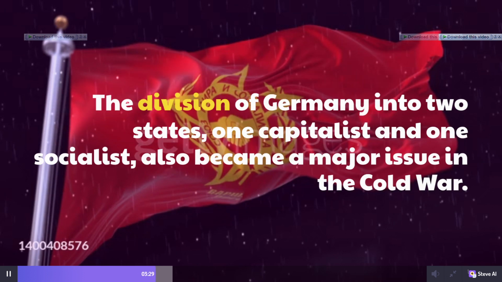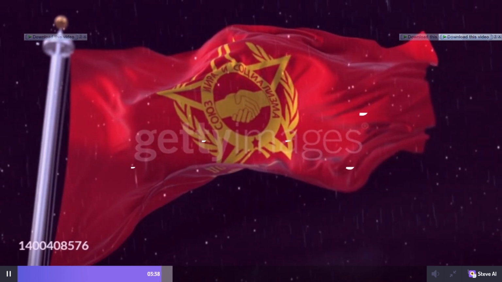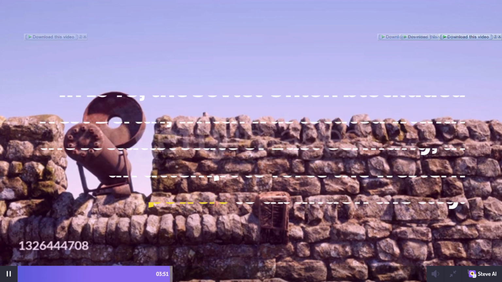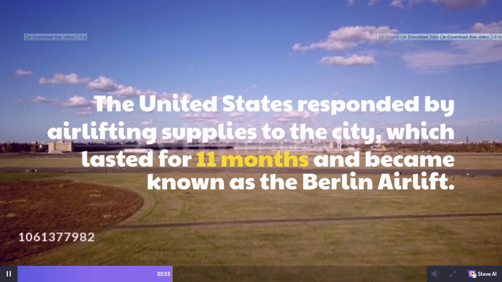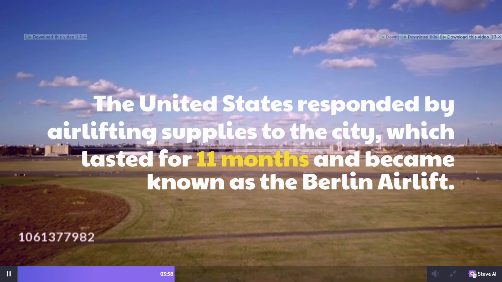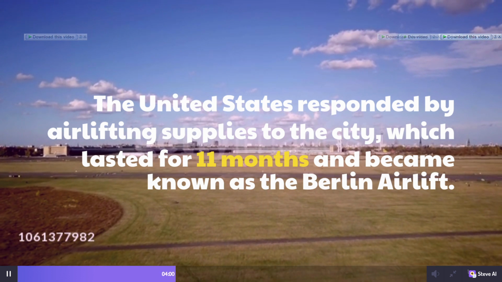The division of Germany into two states, one capitalist and one socialist, also became a major issue in the Cold War. In 1948, the Soviet Union blockaded West Berlin, which was located within the socialist state of East Germany, in an attempt to force the Western powers to abandon the city. The United States responded by airlifting supplies to the city, which lasted for 11 months and became known as the Berlin Airlift.